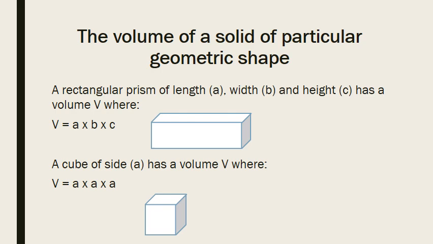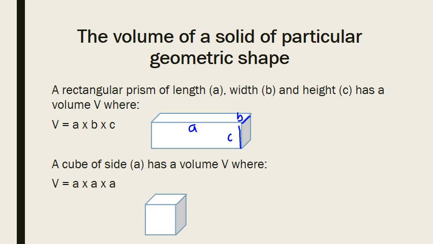So a rectangular prism of length A. So this is the length, this is A. Of a width B, so this is the width here. And a height C, this is the height here, C, has a volume of V where V equals A, B, and C. A times B times C.